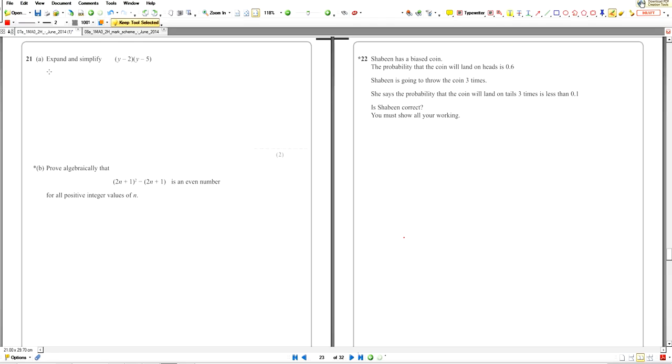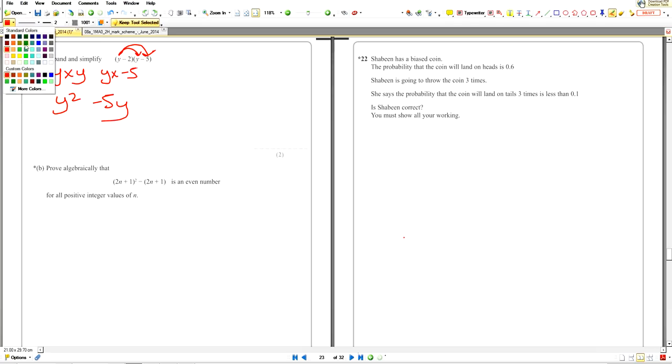Okay, question number 21A. Expand and simplify. Right, should be a nice and straightforward question. Start with the y, multiply by the y, multiply by minus 5. So y times y is going to give us y squared, then we have y times minus 5, that gives us minus 5y.